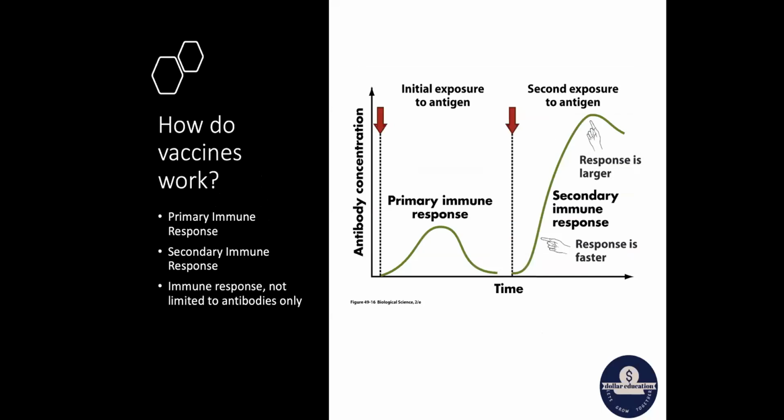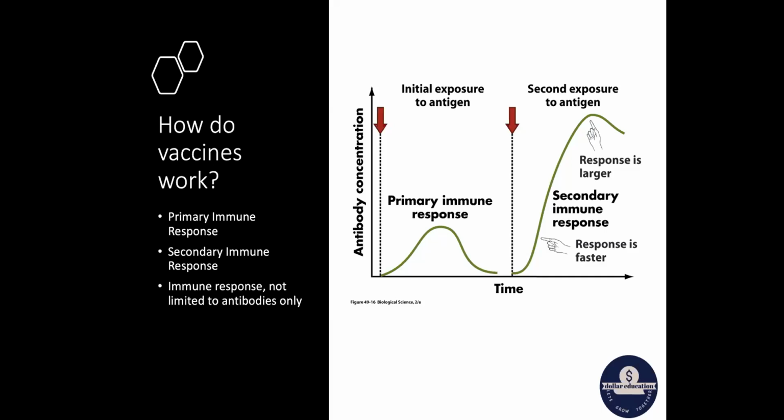And how do vaccines work? This is a textbook example, but there is a correction to it. The correction is on the left-hand side, the antibody concentration. It is measuring the immune response only in terms of antibody concentration, though the immune response is way more than antibody concentration. It could be T cells as well, it could be innate immunity as well. So consider this antibody concentration as the immune response in total.